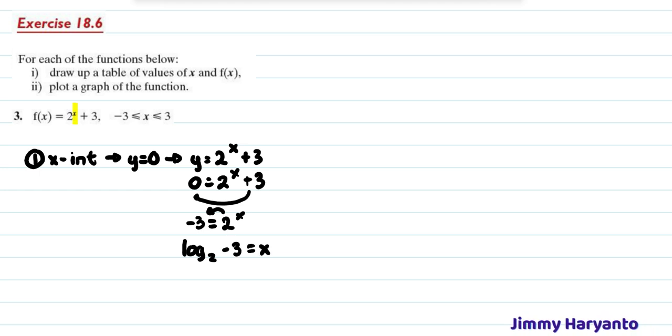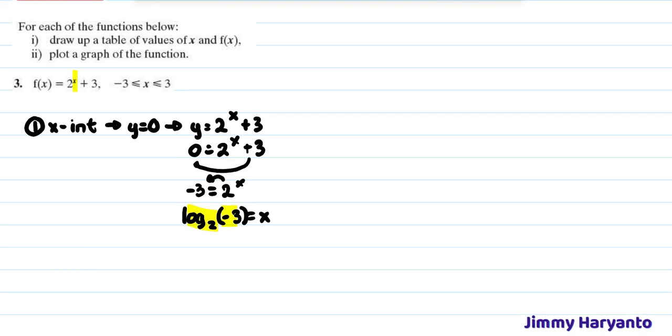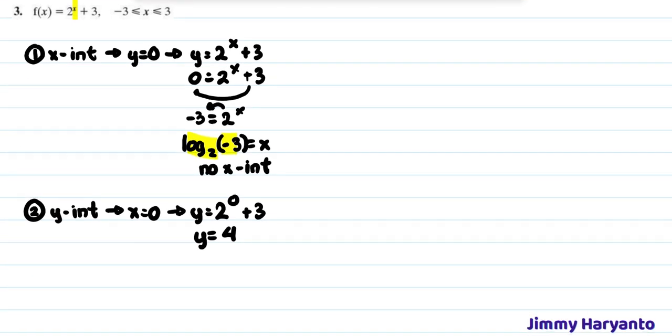And as you already know that logarithm cannot be negative in the, what is it called, numerus, yeah, so we cannot calculate this. That means no x-intercept. Okay, how about the y-intercept? Y-intercept will be x equals to 0. That means y equals to 2 to the power of 0 plus 3, y equals to 1 plus 3 equals to 4. So we have y-intercept, which is 0, 4.